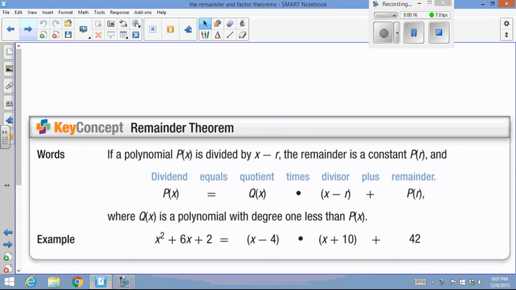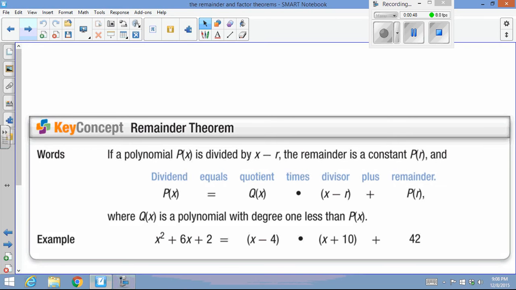The remainder theorem says if you take a polynomial and you divide it by a binomial, usually a binomial, but it could be a polynomial. It kind of depends. But if I divide by a number, in this case x minus r, I could do synthetic division, so r would be the number in the box, or I could do long division, where I'm dividing by x minus r. If that happens, then the remainder is a constant.